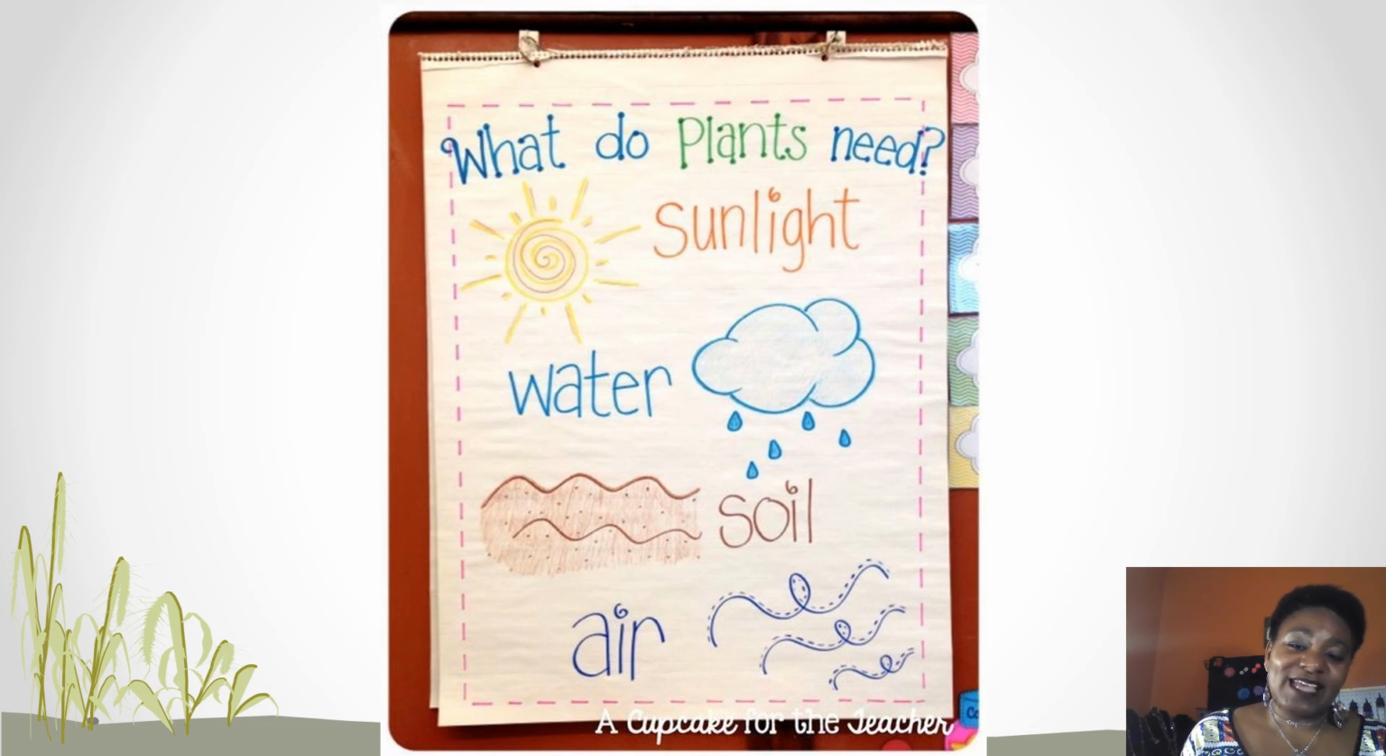You may want to add this anchor chart to your notes. This is a great anchor chart to have. What do plants need? Sunlight, water, soil, and air.